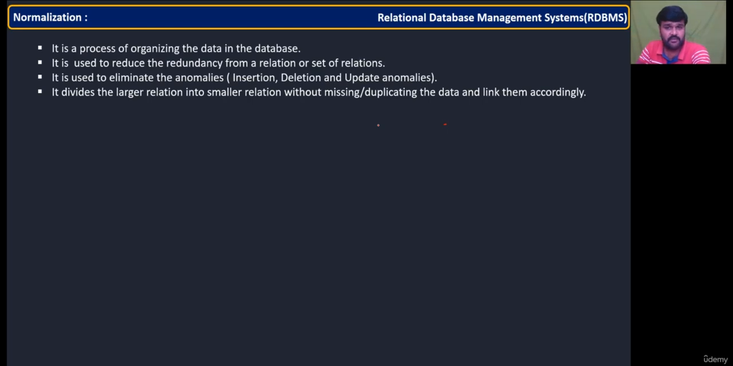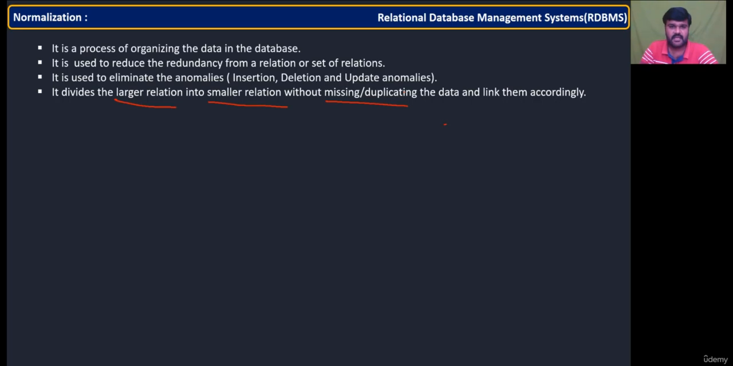How are these many applications and advantages possible? It is because it divides the large relation into smaller relations, of course without missing anything or creating extra duplicates. And you link those relations accordingly. All these things we will see in the discussion. So this is something about normalization, what benefits we are getting and how it is going to work.